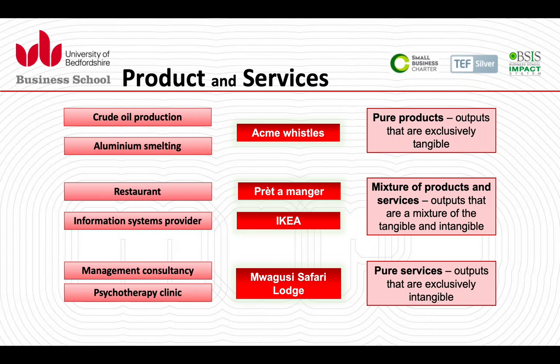So you have information, you know what menu is there, what you have to choose. Especially you go to a restaurant and then you get the product, they process it for you, but also serve you. And then we have the Mogwasi Safari Lodge, for example. It's pure service. They are not doing any product. So you go to any safari lodge, or any service organization, and the outputs are exclusively intangible.